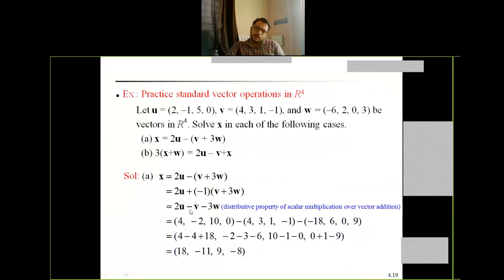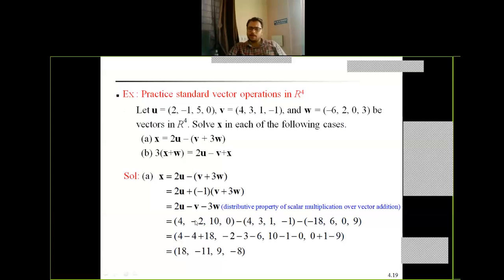So we will directly put the values now. 2u: u is 2 minus 1 5 0, so it will become 4 minus 2 10 and 0. Minus v will be as it is, 4 3 1 minus 1, and minus 3w: minus 6 will become minus 18, 2 will be 6, 0 will be 0, and 3 will be 9. So these are some basic operations.